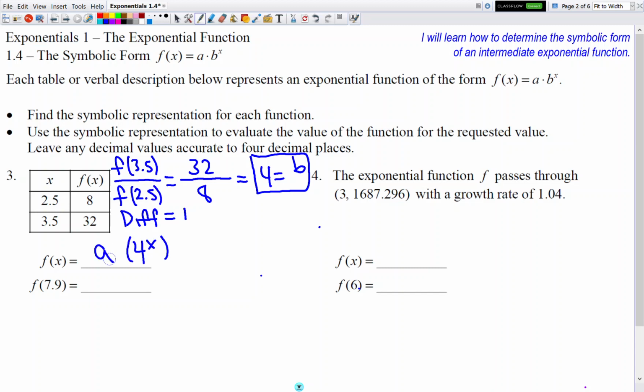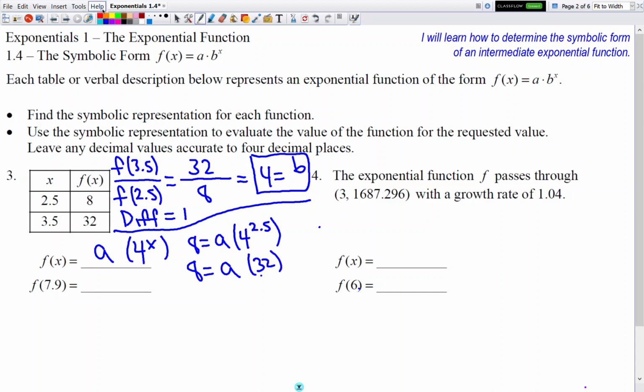And then I have my a value that I have to find. Which pair of numbers would you rather plug in, 2.5 or 3.5? For me, I'd rather plug in the smaller number, so I'm going to go with 2.5 and 8. So this 8 is going to replace f of x because it's in the f of x column. 2.5 is going to replace the x because 2.5 is in the x column, and that's an x. Okay, so let's do this. 8 equals a times quantity 4 to the 2.5 power. Okay, so in my calculator I'm going to punch in 4 to the 2.5 power, and when I do that I get 32.